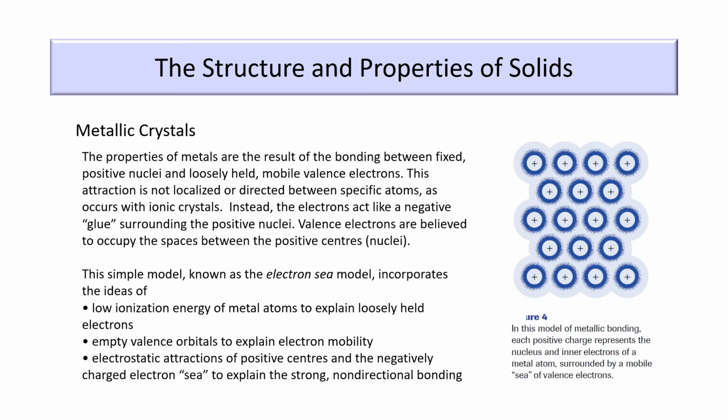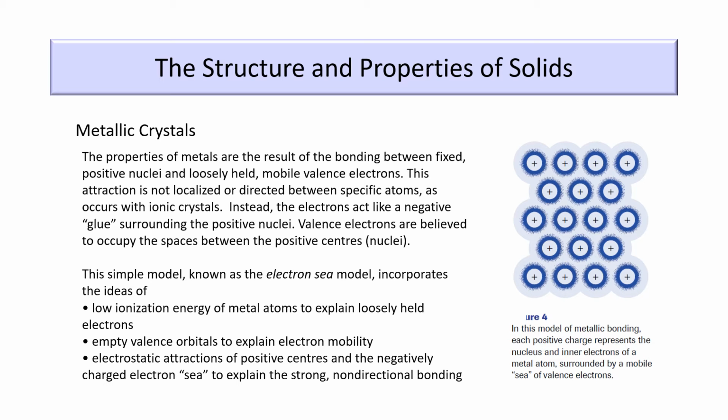Metallic crystals continued. The properties of metals are the result of the bonding between fixed positive nuclei and loosely held mobile valence electrons. This attraction is not localized or directed between specific atoms as occurs with ionic crystals. Instead, the electrons act like a negative glue surrounding the positive nuclei. Valence electrons are believed to occupy the spaces between the positive centers or nuclei.